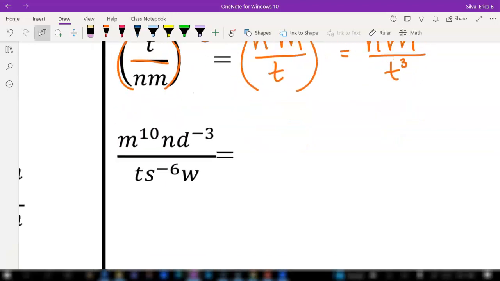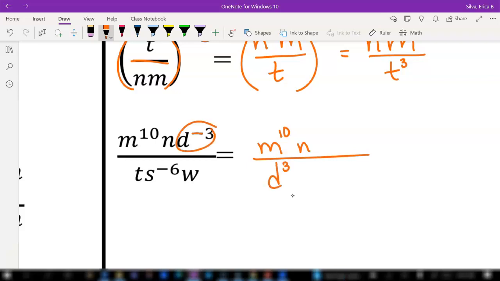Let's look at this one. This is where we're going to look at each one individually. It doesn't look like any of the variables are the same, so we'll look at them each individually. M is to the positive power, N also has a positive power. D has a negative power, so we're going to move this one to the denominator. T has a positive power. Then we have S has a negative power, so we're going to move that one up to the numerator. And then we're going to leave W in the denominator because it already has a positive power.